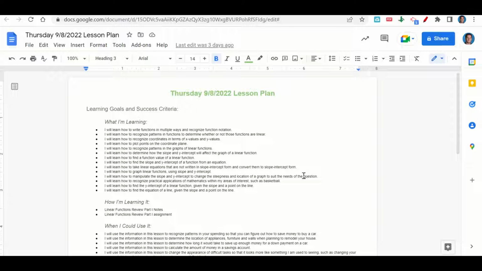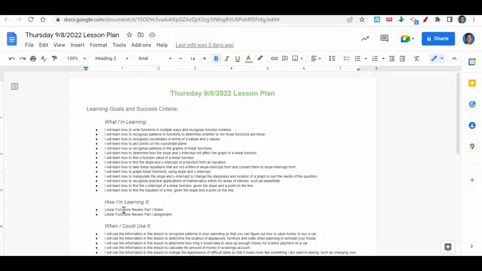to suit the needs of the question, to recognize practical applications of mathematics within your area of interest such as basketball, to find the y-intercept of a linear function given the slope and a point on the line, and to find the equation of a line given the slope and a point on the line.